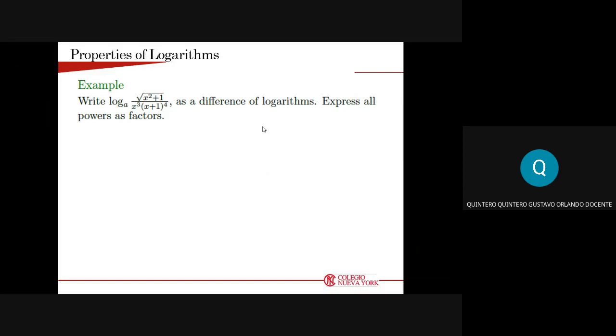All right, how do we do this? Again, the example is telling us to write this as a difference of logarithms and also express all powers as factors. Simple. Solution. We're going to write down the question first. Logarithm to the base a of the expression. And then we recognize this is a fraction, so we have a division. We can expand this into two subtracting logarithms. Both logarithms have to have the same base. So the base here is a.